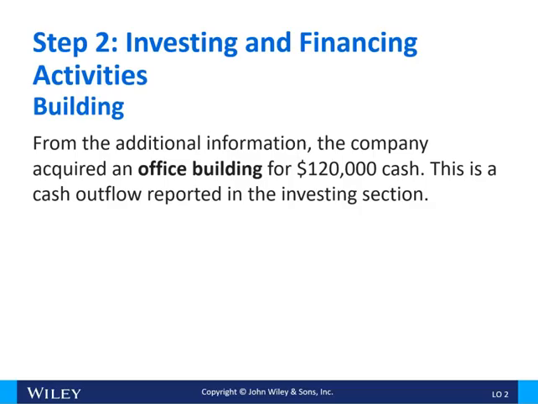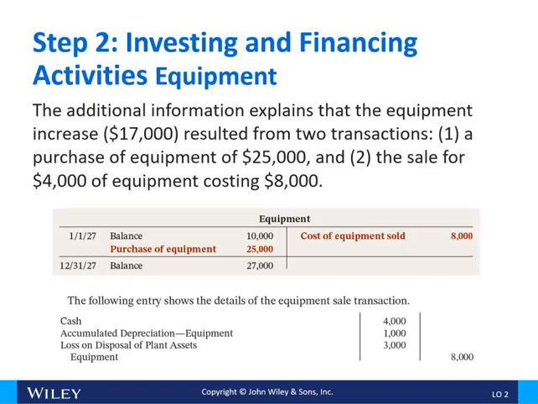From the additional information, the company acquired an office building for $120,000 cash. It's a cash outflow reported in the investing section. The additional information explains that the equipment increase, $17,000, resulted from two transactions. Purchased equipment for $25,000, and we sold equipment costing $8,000 for $4,000 cash. And we have the entry of the sale of the equipment.